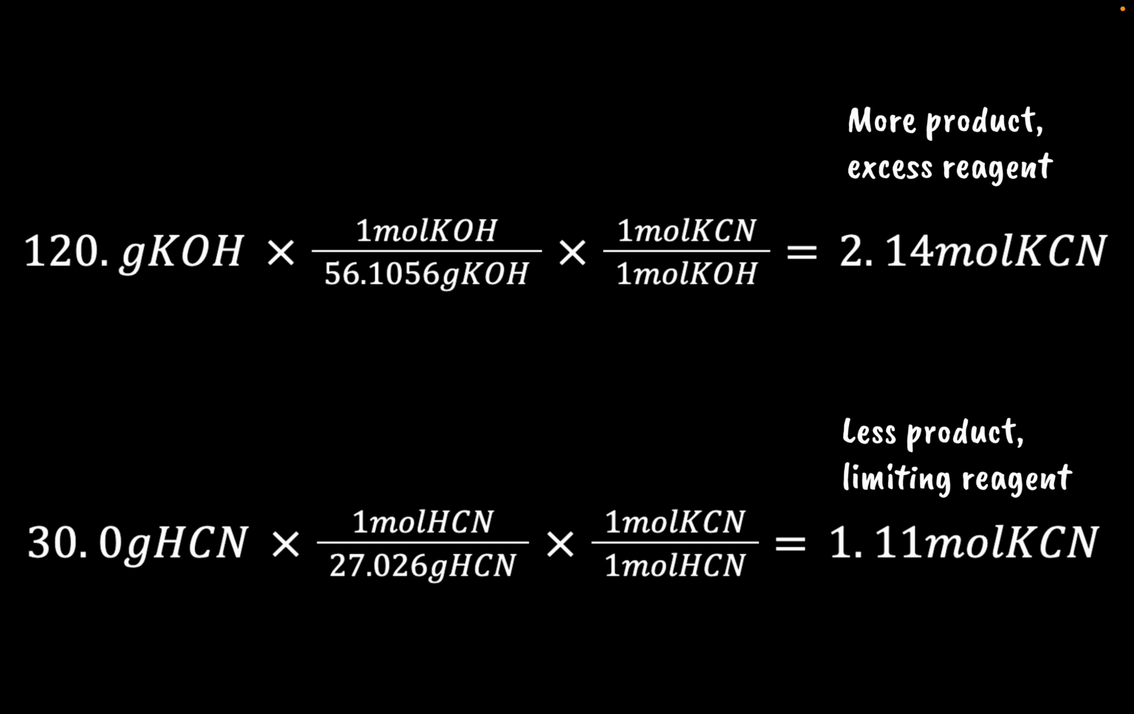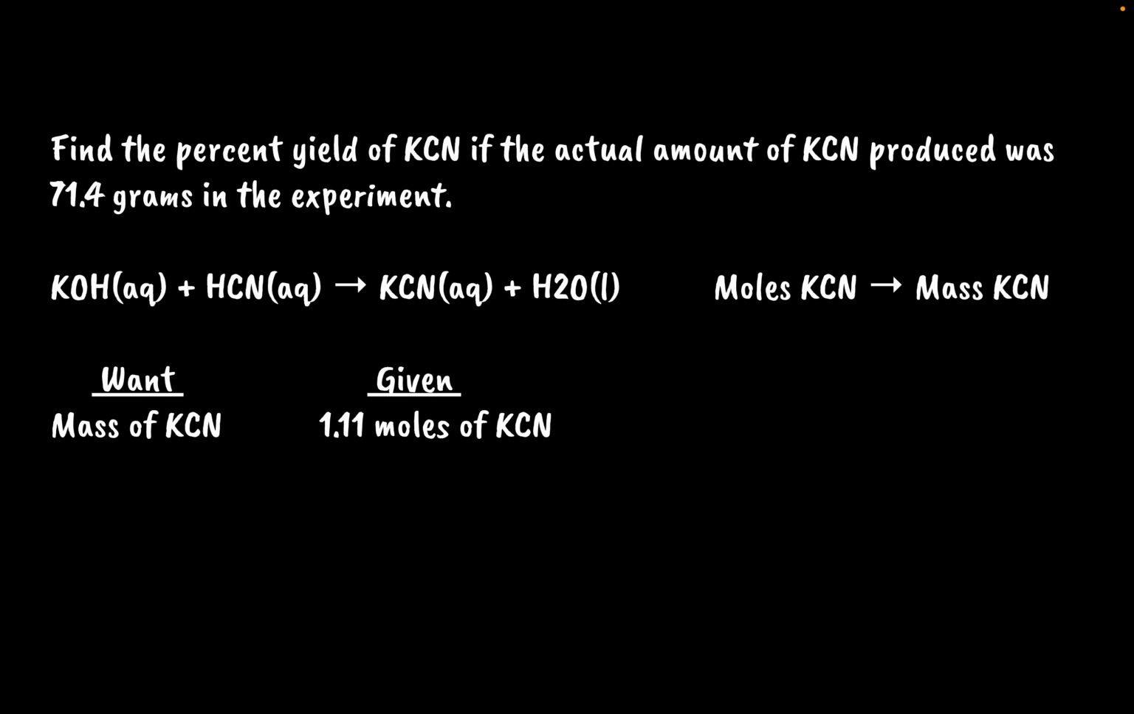Now, we know the limiting reagent. This means that we can find the theoretical yield of the product as it would be derived from the limiting reagent's moles. This will help us on our third step. Our third step was to find the percent yield of KCN if the actual amount of KCN produced was 71.4 grams in the experiment, which would be the actual yield. This gives us a new want and given chart, and also a new stoichiometry chart.